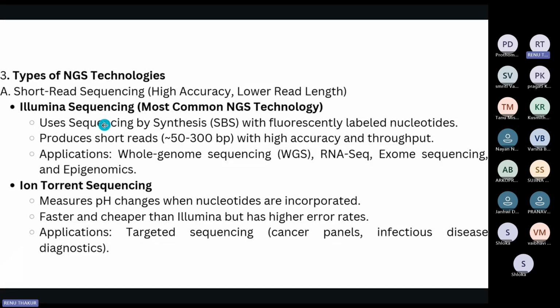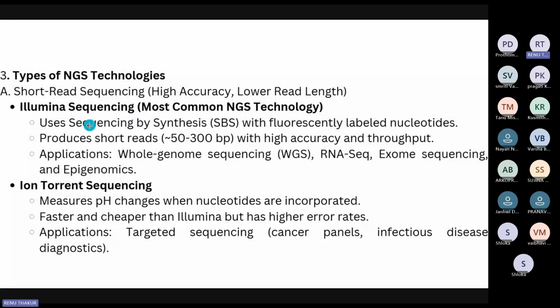There are many types of NGS technologies, but the most commonly used one is Illumina sequencing. This is for short read sequencing, meaning for around 50 to 300 base pairs. These are called short read sequencing, where you can perform sequencing for a limited number of base pairs. In that we have first Illumina sequencing.